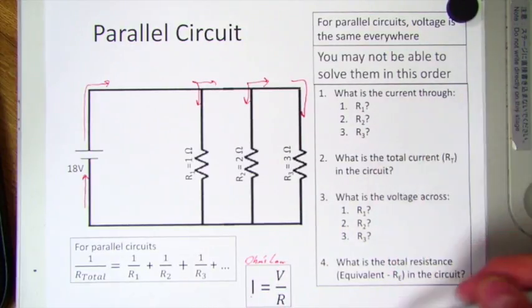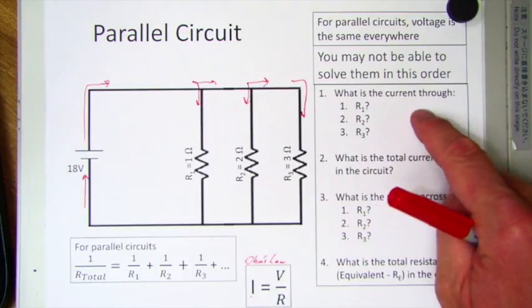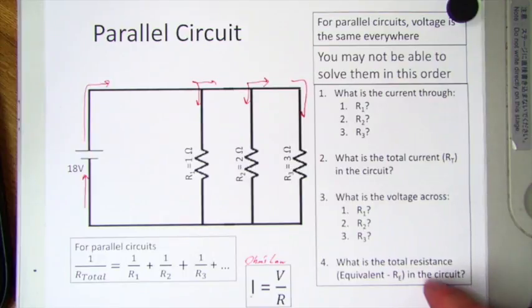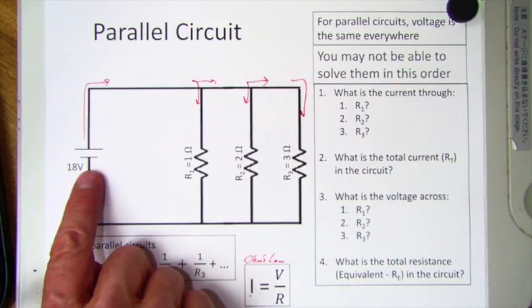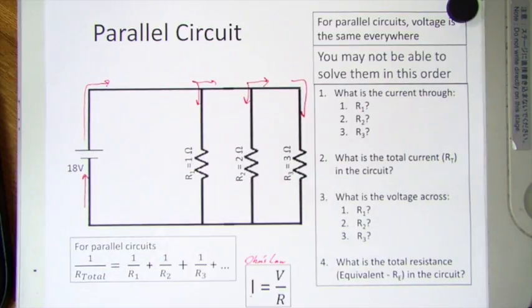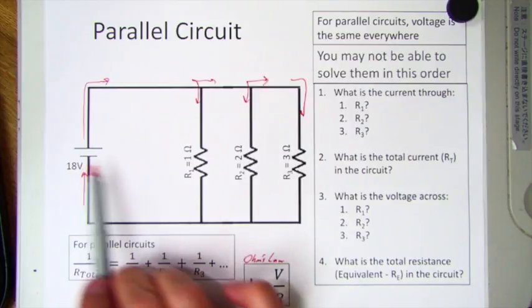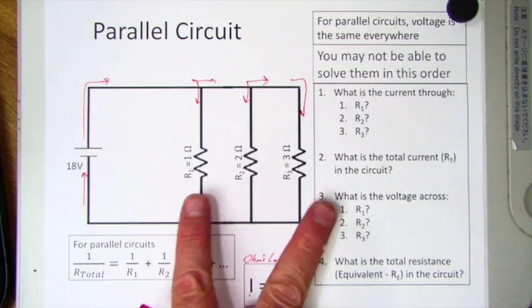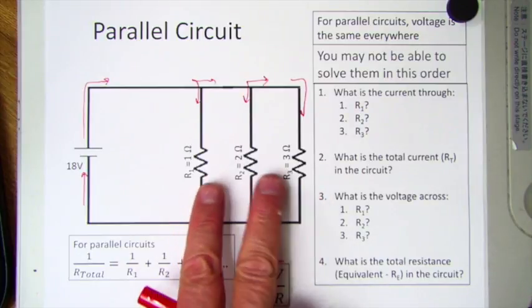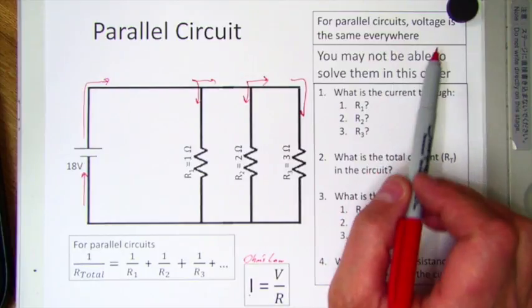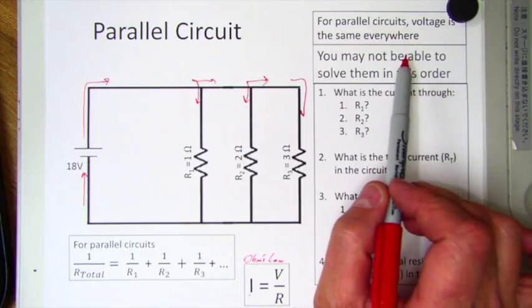We're going to be dealing with the same four questions. What's the current through each resistor? What's the total current? What's the voltage through each resistor? And what's the total or equivalent resistance that the battery is feeling from this set of, in this case, 3 parallel resistors? Again, the battery doesn't know there are 3 resistors. It's feeling a resistance. We want to get what it would be the equivalent of 1 resistor. And remember, for parallel circuits, voltage is the same everywhere.